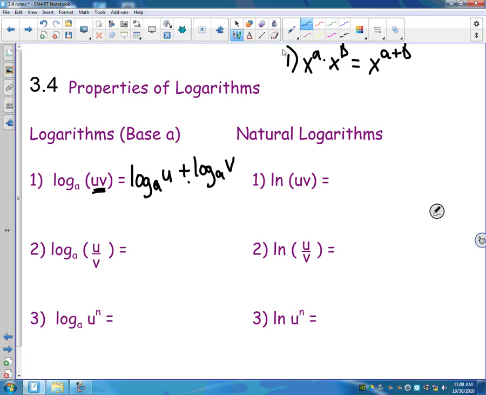And the same thing works with ln. So ln is just a special logarithm, so we can say ln of u plus ln of v. Or the other way works too. If it's addition, you can put it back as multiplication.